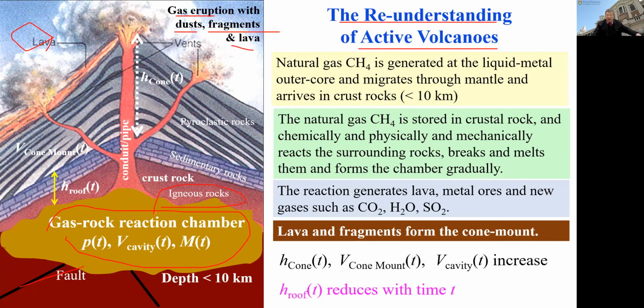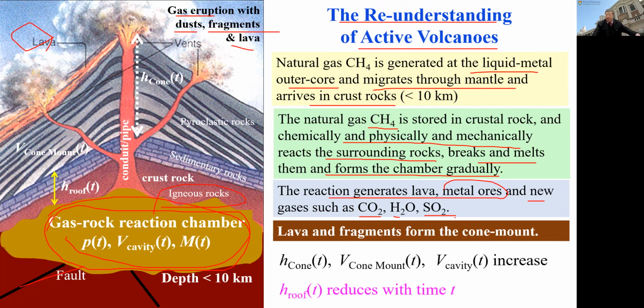So these rock fragments, ashes and lava all come from the rock surrounding this chamber or in the chamber. So the gas CH4, methane gas, you know, comes from the liquid metal outer core and migrates through the mantle and arrives in the crust rock or the deep mantle. Then the gas stored in the crust rock has chemical, physical, mechanical reactions with surrounding rocks, breaks and melts, then forms a chamber gradually, an empty space or a cavity with gas and all this lava and the broken rocks and ashes. So the reaction generates lava, metal ores like oxides, and gas such as CO2, H2O, F2O, SO2.